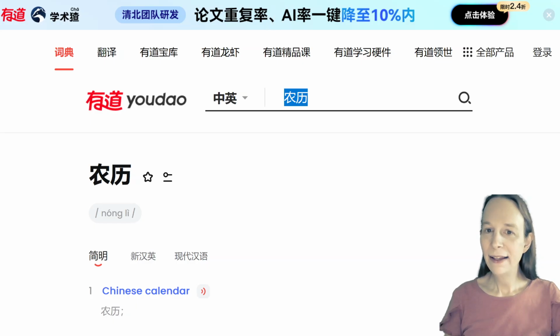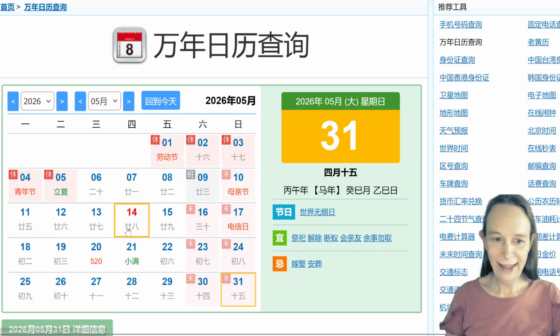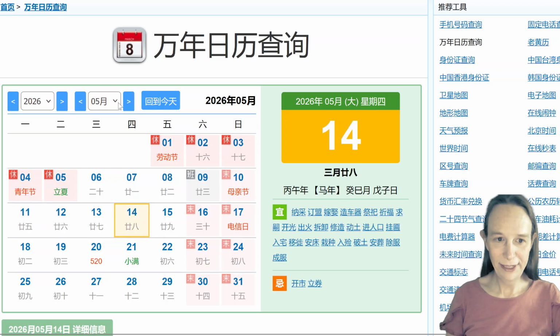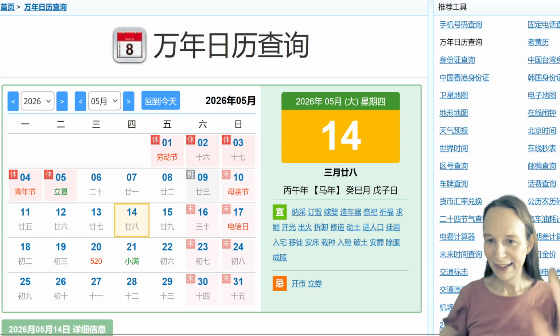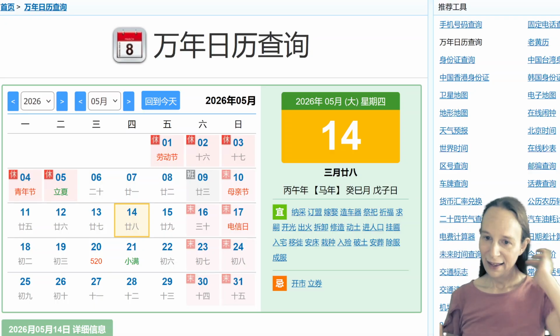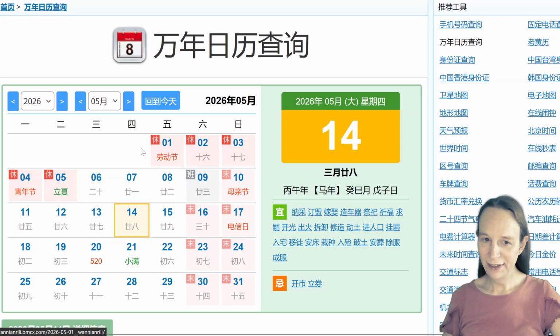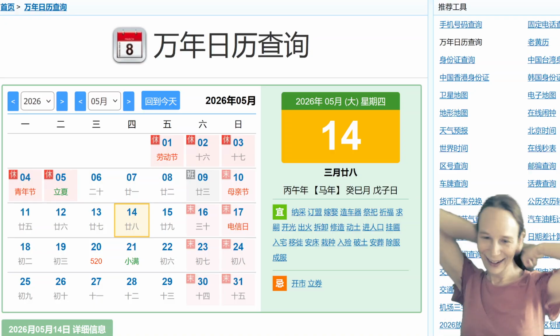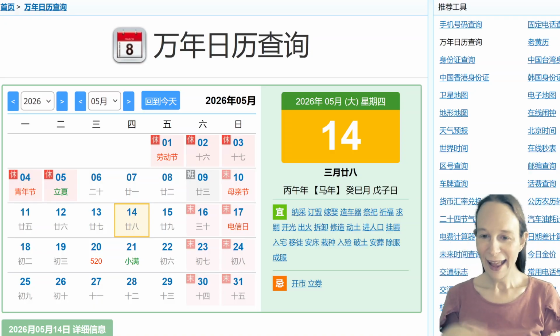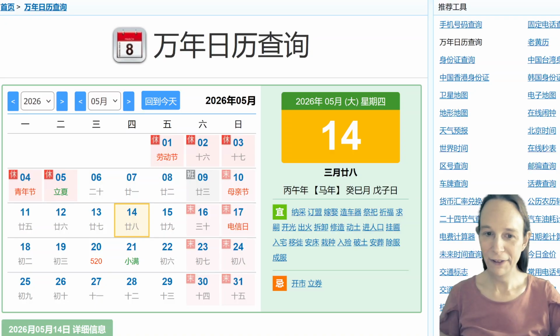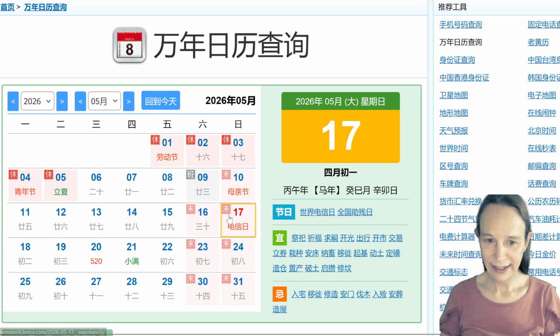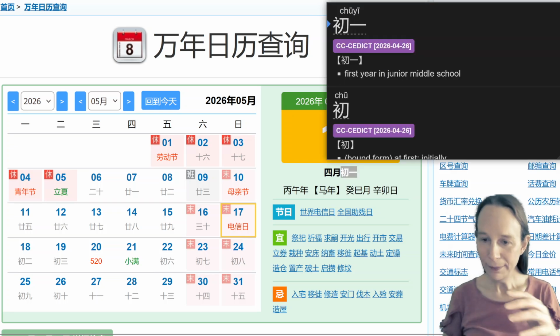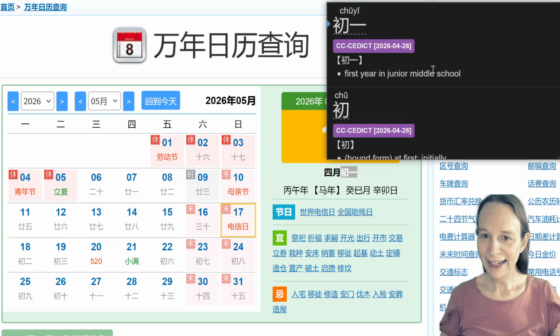Anyway, where were we? So here is a calendar. Today is the 14th of May. This is a Gregorian calendar, right? So the first of the month is 1 in the Gregorian solar calendar. And in the lunar calendar, the first of the month is here. Now, sure, it doesn't say it here, but this is the first of the month.